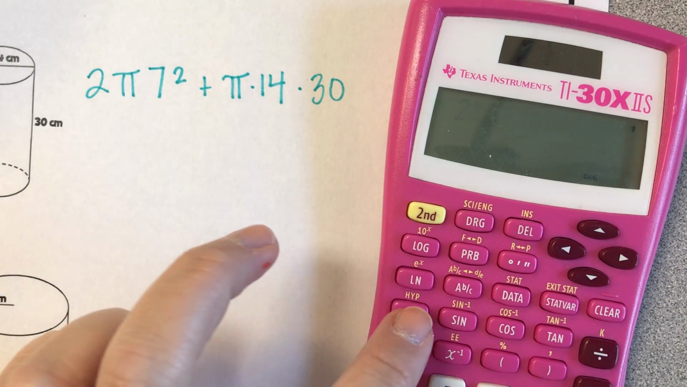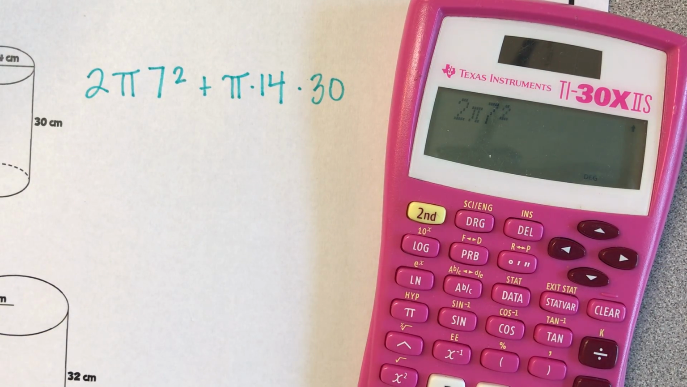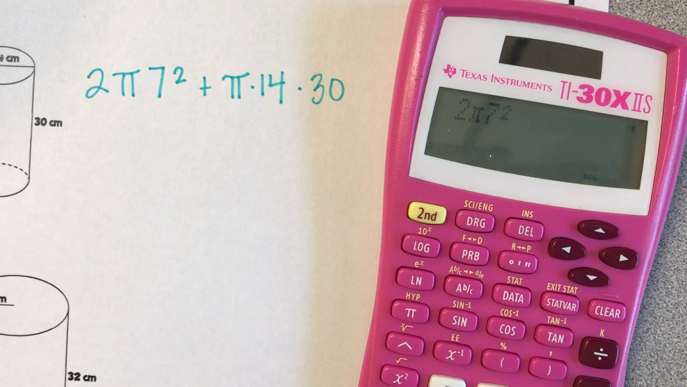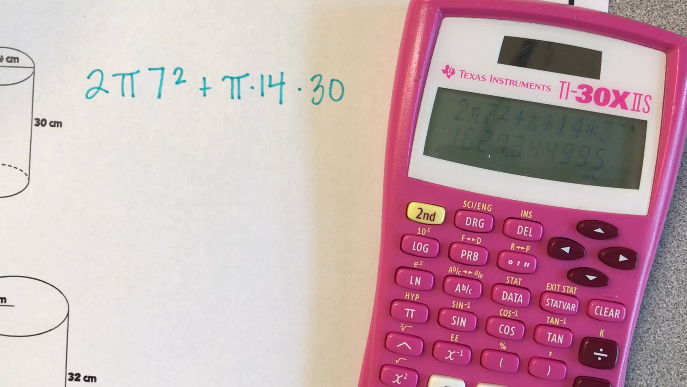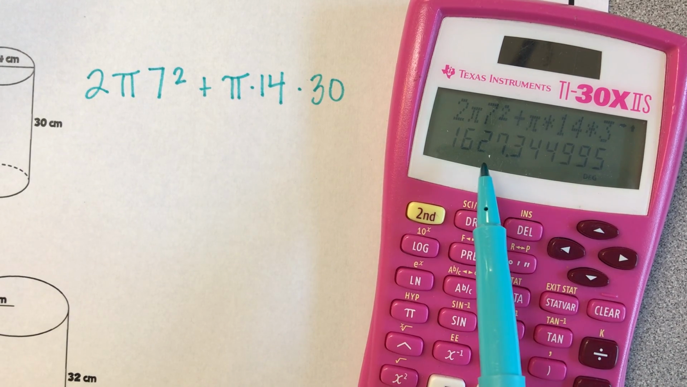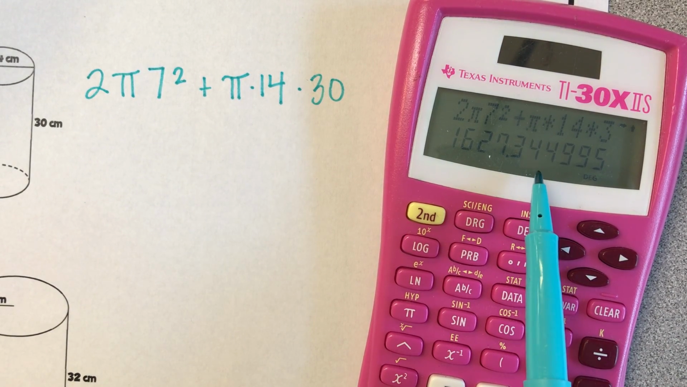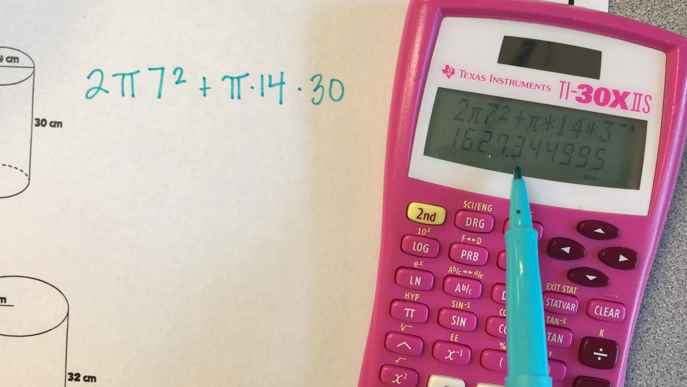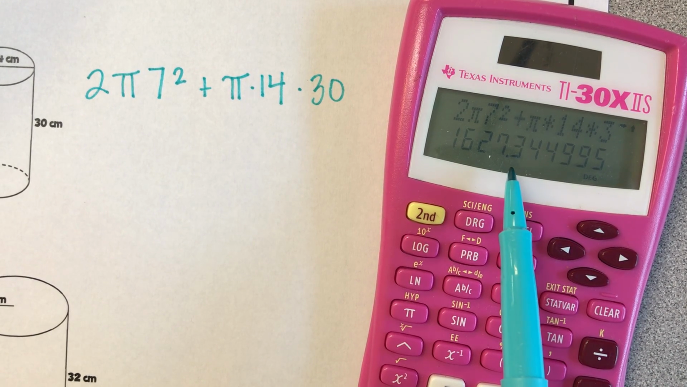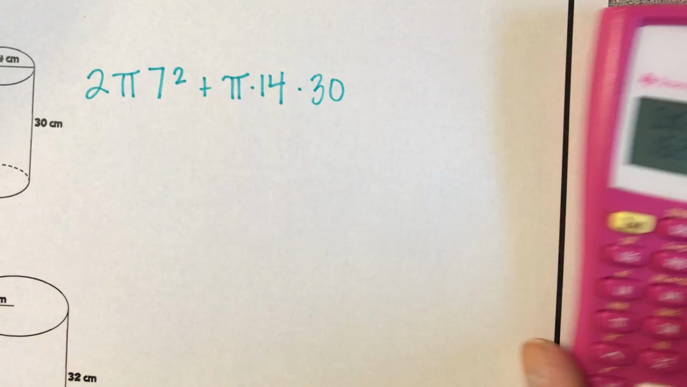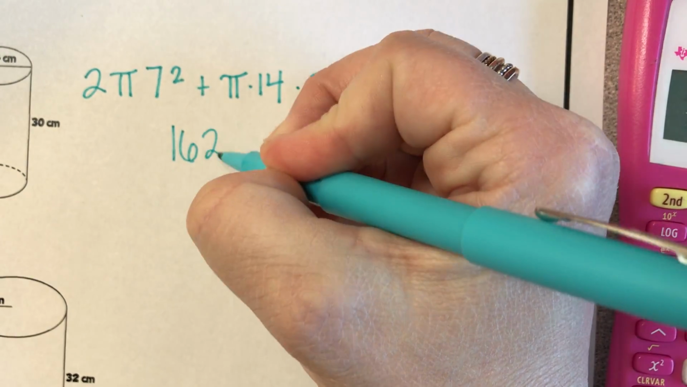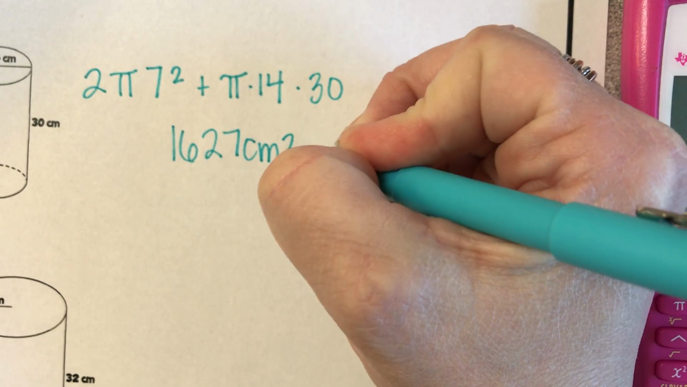So let me show you. I'm going to type in 2 pi 7 squared. The squared on this calculator is right here next to the 7, and it should give you that little 2. So 2 pi r squared plus pi times 14 times 30. And I got 1,627.34. Is this 3 big enough to raise the score? Is it 5 or more? It is not. So it's going to be 1,627 centimeters squared.